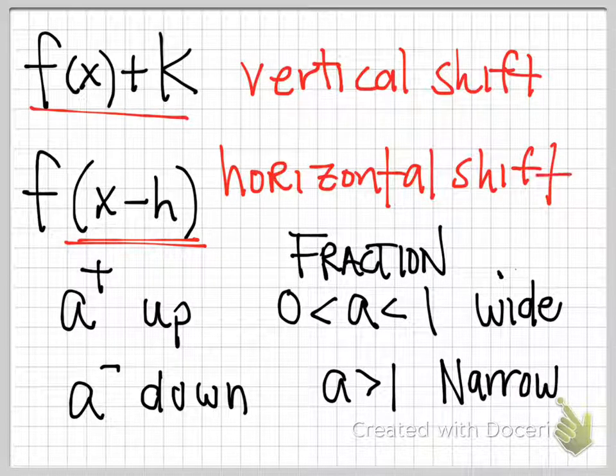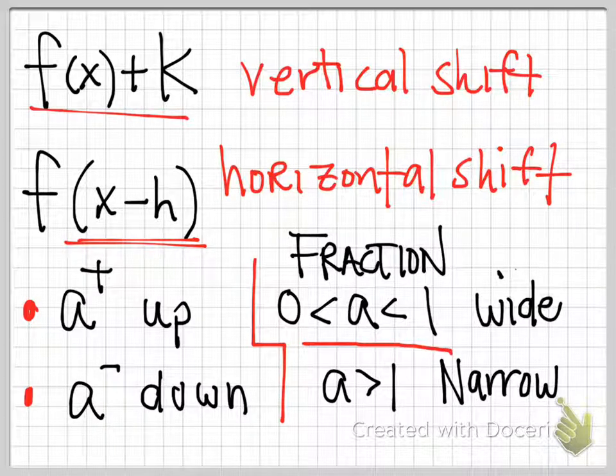With a horizontal shift, because the formula is negative, you always move it opposite of the sign. So it's minus h, you would move it to the right that many. And then a also affects a graph. If a is positive, the concavity, it opens up. If a is negative, the graph opens down. The other thing a does is if a is a fraction, then it opens wide. This means a fraction between 0 and 1, so fractions or decimals. When a is greater than 1, the graph is narrow.